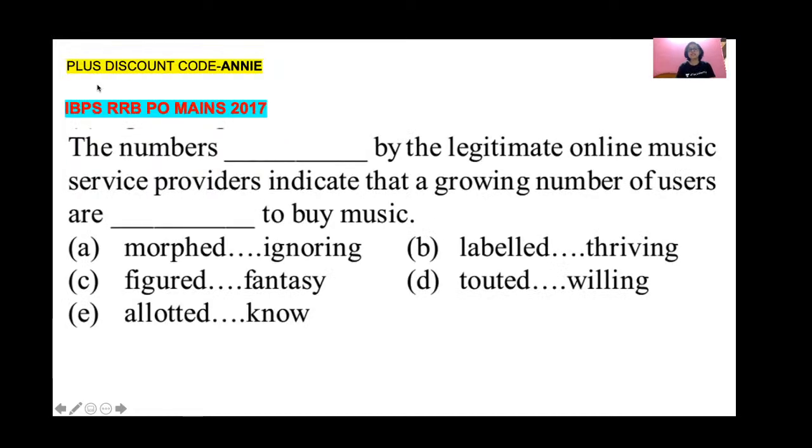Okay, next question. This is the next question. Please solve this. Please solve this and answer in the comments. Option D. Okay, option D. Anyone else?